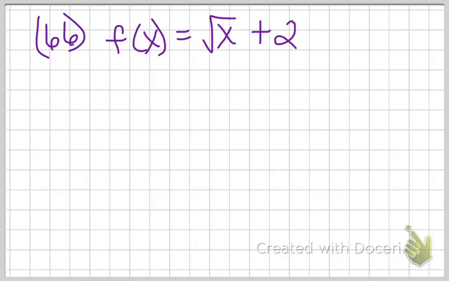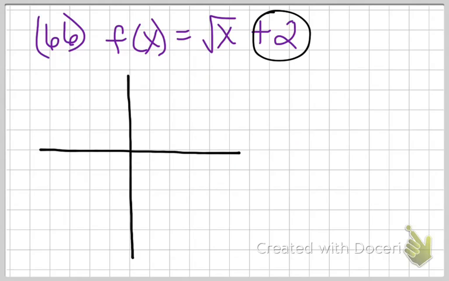So I'm going to draw a graph. Since this is shifted up 2 places, I'm going to start at 2 on my y-axis. The slope in general is 1, so I'm going to go up 1 over 1. And then you have to remember what the shape of this is. The square root of x function looks like this, sort of.